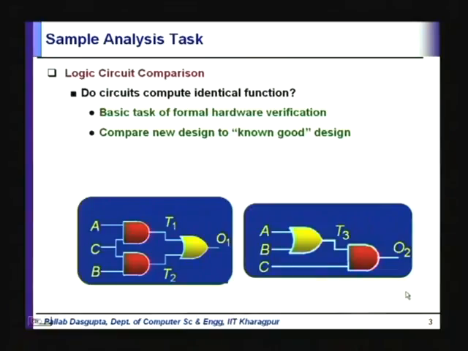One option would be to compute the truth table of each and then match them. But we know that if you have an n variable function, then the truth table is of the order of 2 to the power of n, so it is going to have on the order of 2 to the power of n rows.